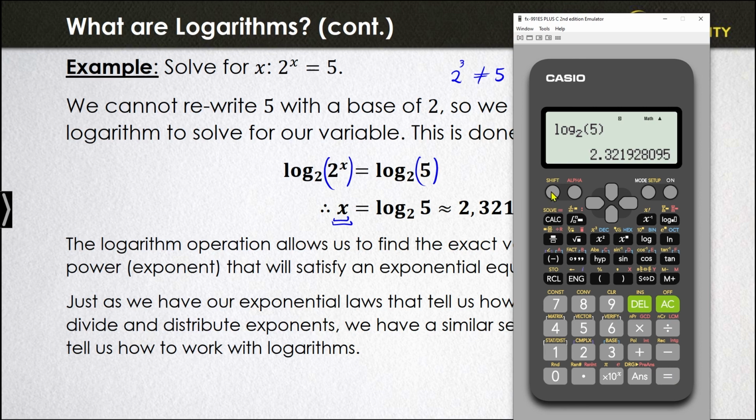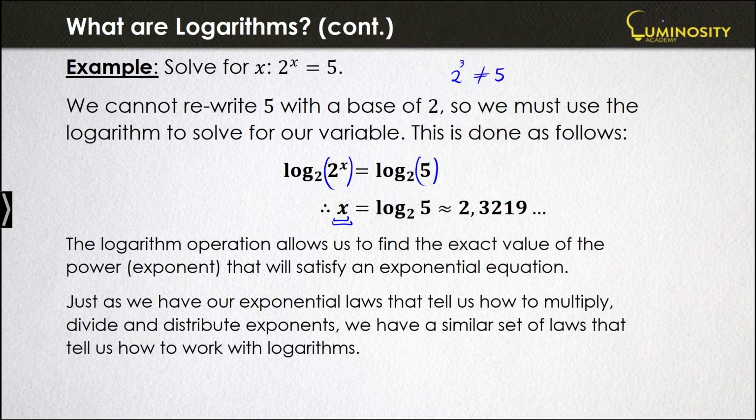So what I'm going to do is shift store in A. I'm going to call that number A because I want to check that this satisfies the original equation. So 2 raised to the power of this variable number that we solved. If I press equals, I get exactly 5. So that number, A, 2.3219, and so on, is the exact value of that power exponent that will satisfy this equation. And that is the power of the logarithmic operation.